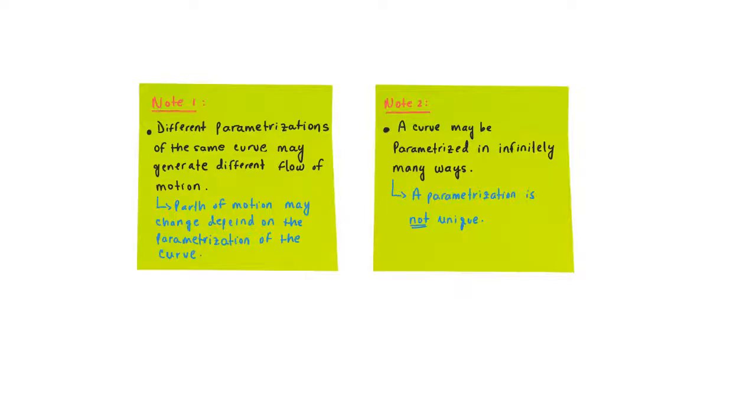In note number 2, I'm hoping that you already realized that a curve may be parameterized in infinitely many ways. In other words, a parametrization of a curve is never unique, is never the only one. You may be able to do it in many, many other ways. You notice here how we started with x equals t, then x equals t cubed, and then we let x equals tangent of t. And we stopped there, but we could have continued with many other parametrizations of the same curve.